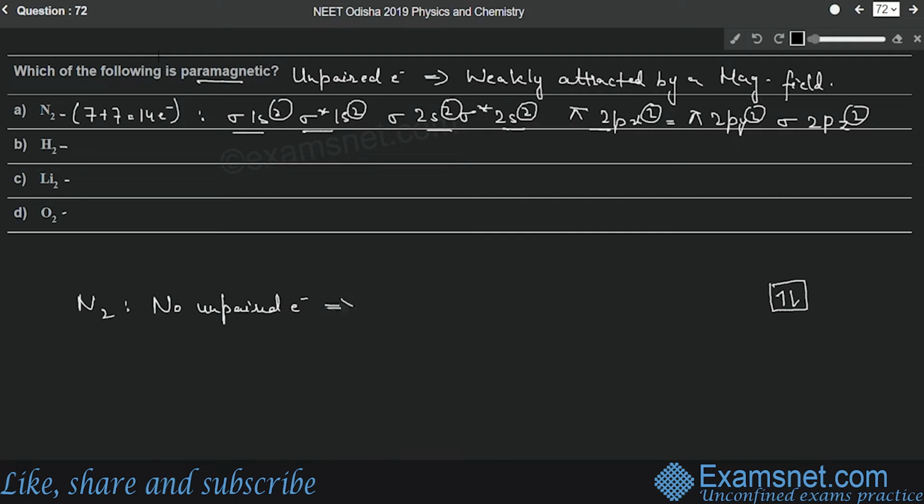That means it will not be paramagnetic in nature. In fact, it will be diamagnetic in nature. Diamagnetic means this will be weakly repelled by the magnetic field. Okay. Now, the second one is hydrogen.